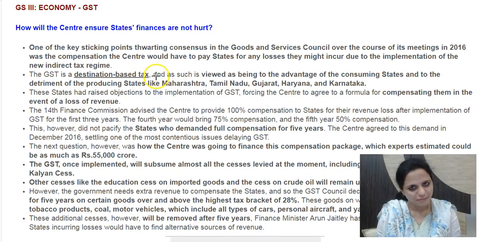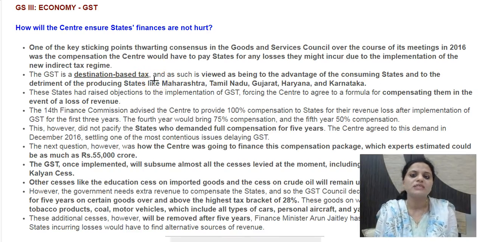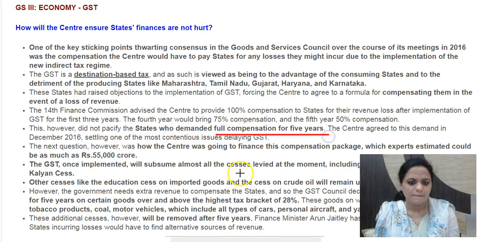So this has been promised by the central government, and it has been made as a provision in the GST Act also. So it's already mentioned in the law, and this will be provided for. So for the first 5 years, compensation would be provided. The 14th Finance Commission had recommended 100% compensation for 3 years, then 75, and then 50 for the 4th and 5th year. But the GST Council insisted, the states insisted they want full compensation 100% for 5 years, and the central government agreed.